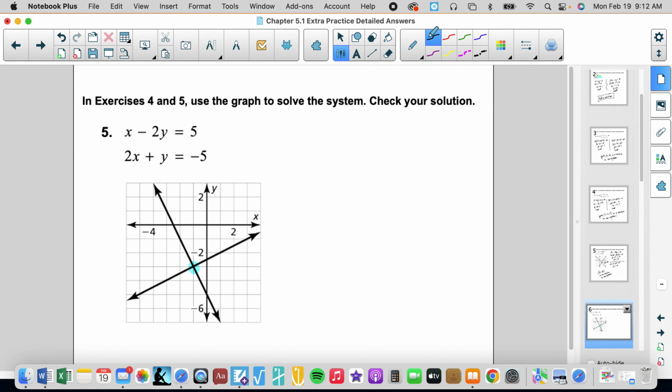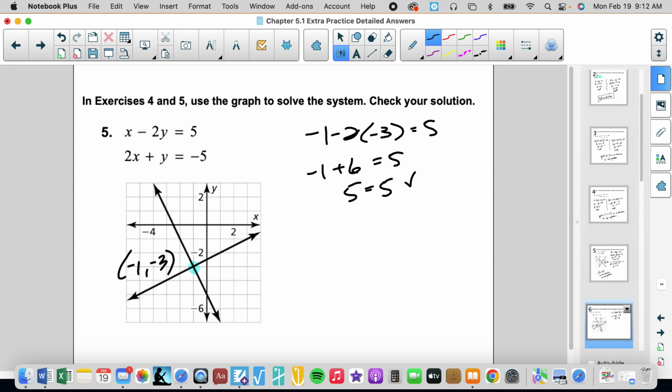All right, let's take that point. That point is going to be -1, -3, focusing, making sure we're writing things, noticing the increments. Increments are by 1, so we're to the left 1, down 3. So let's take the first equation. We have -1 minus 2 times -3 equals 5. -1 plus 6 equals 5. 5 definitely equals 5. So that is a solution.